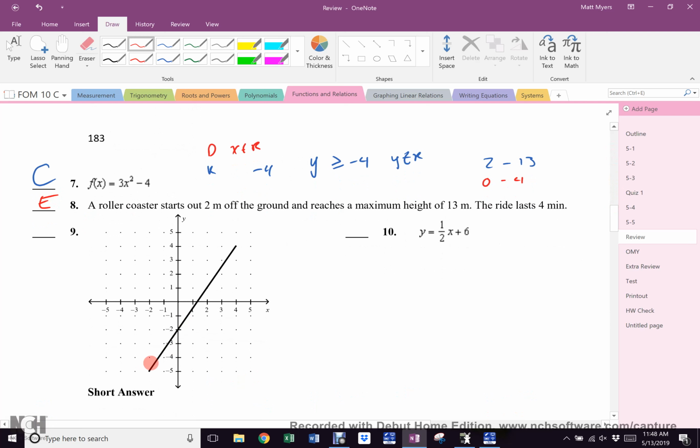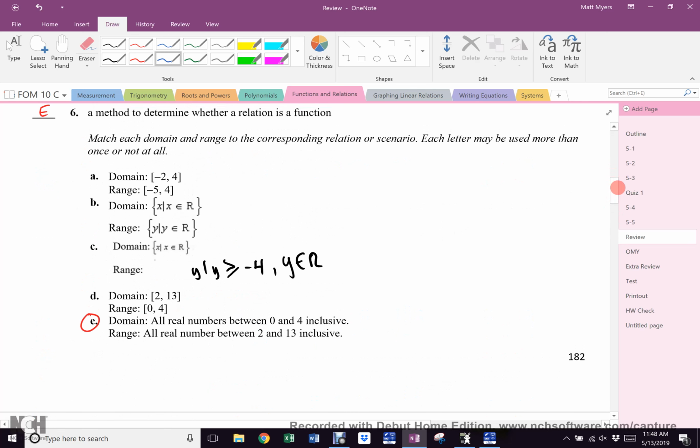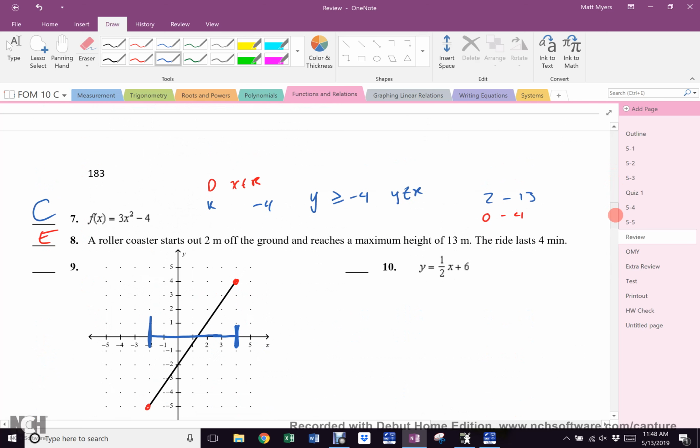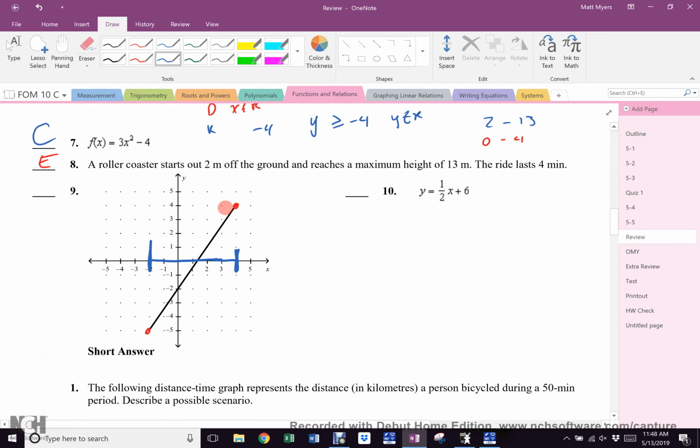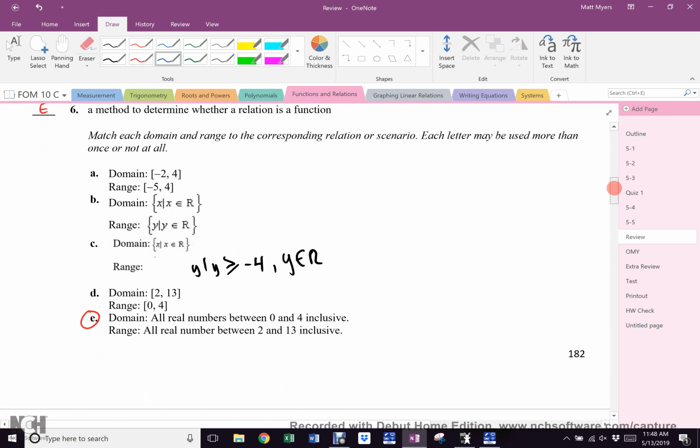Number 9. This line, this is a tricky one again. Notice that the line ends, right? So the domain goes from negative 2 up to positive 4, yes? So the domain is negative 2 to 4. Domain, negative 2 to 4. But we'd better check the range. Negative 5 to 4. So it is A.